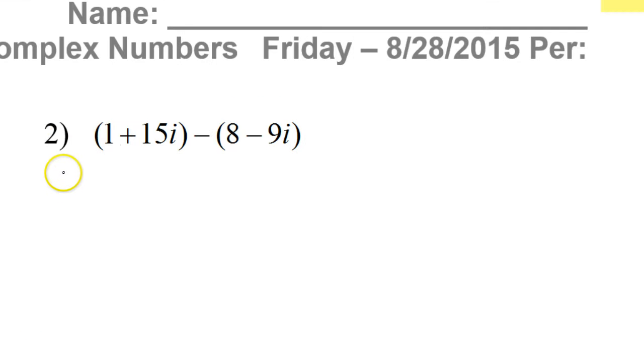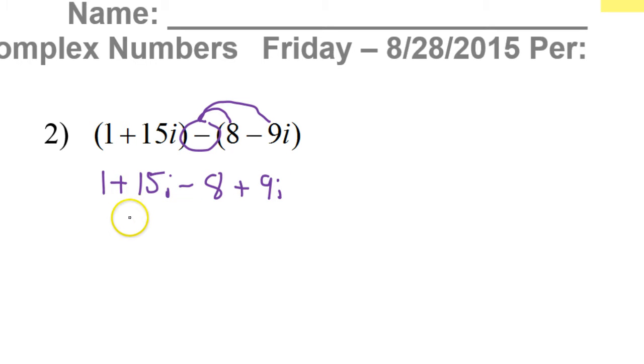Now we've got (1 + 15i) - (8 - 9i). So we've got this minus sign here, so we're going to distribute that to the 8 and the negative 9i. So that gives us 1 + 15i - 8 + 9i.